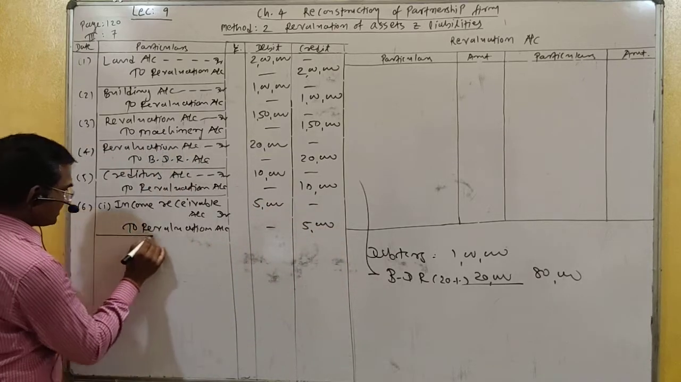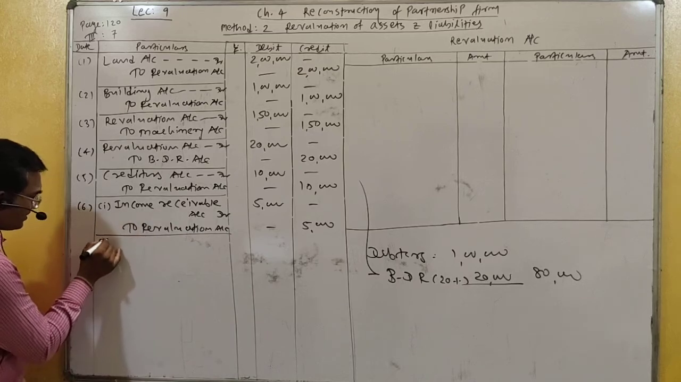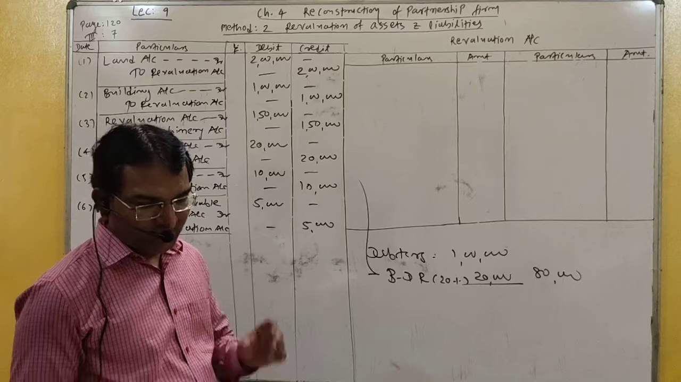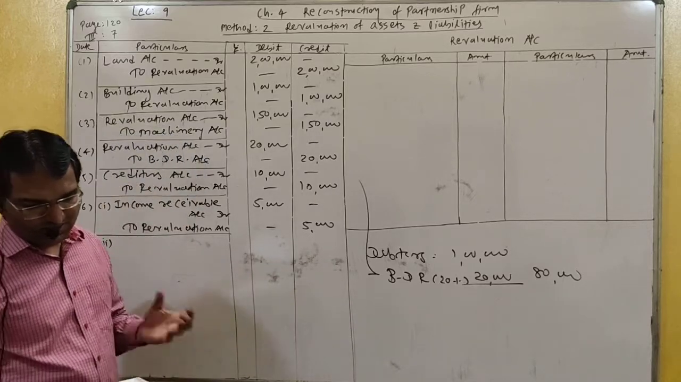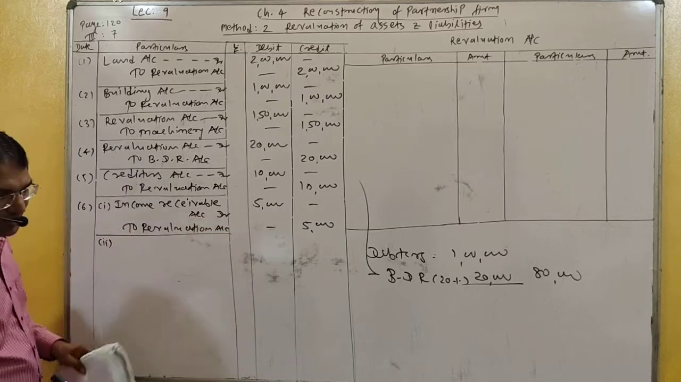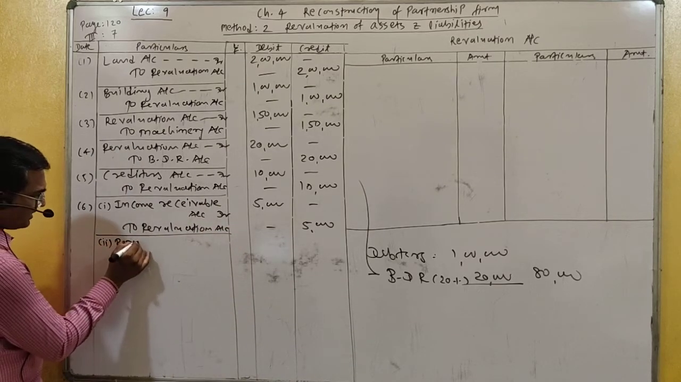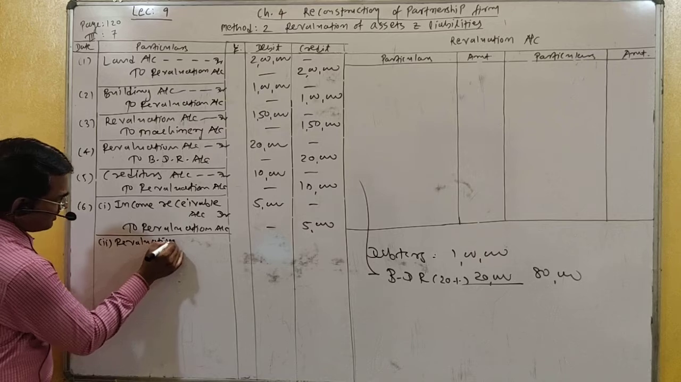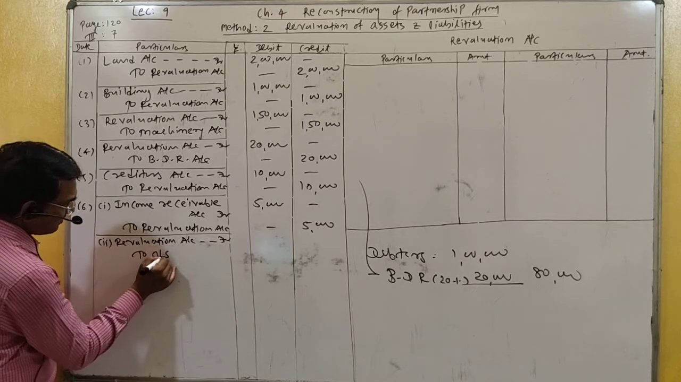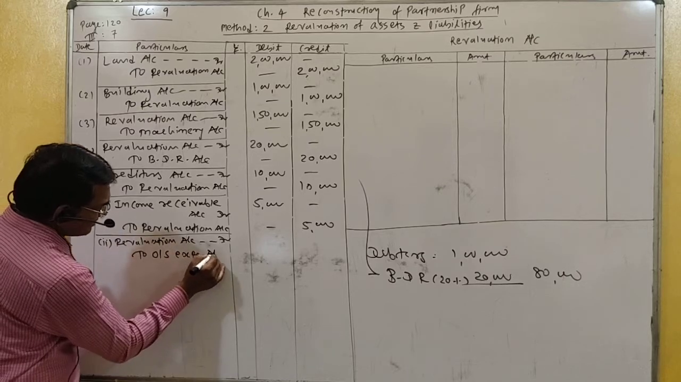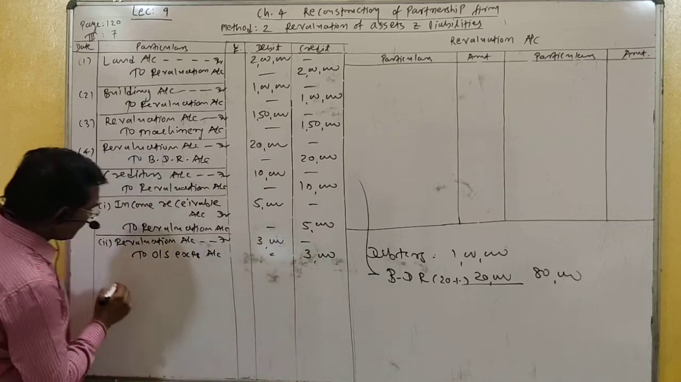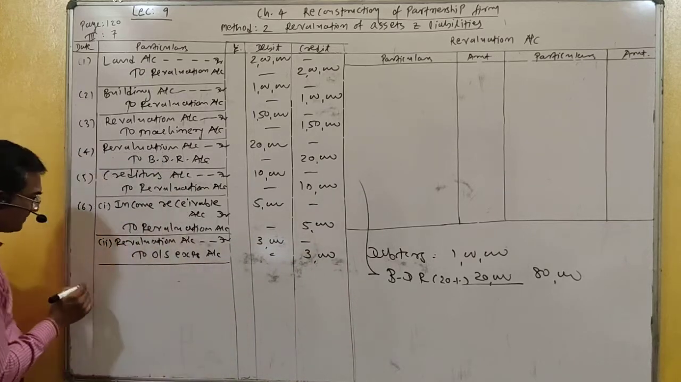Right? And in the same number 6.2, outstanding expense 3,000 to be recorded. It is a liability of the business, and if liability increases, it is a loss. So revaluation account debit to outstanding expense. Revaluation account debit 3,000 to outstanding expense 3,000. Right? This is your sixth and last adjustment.